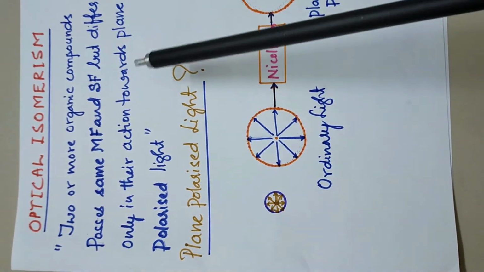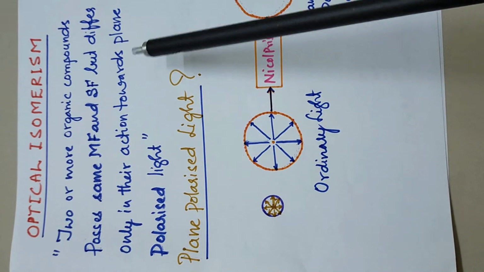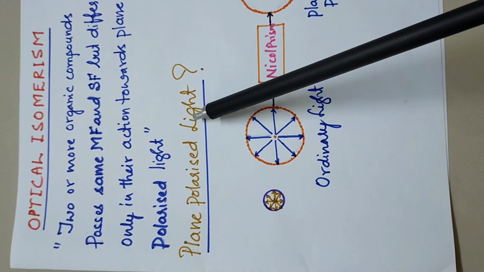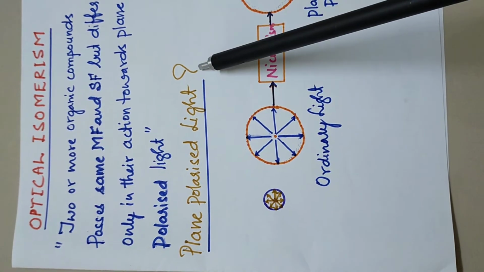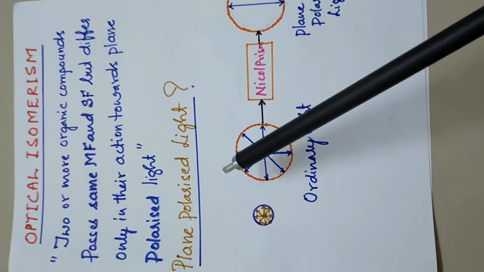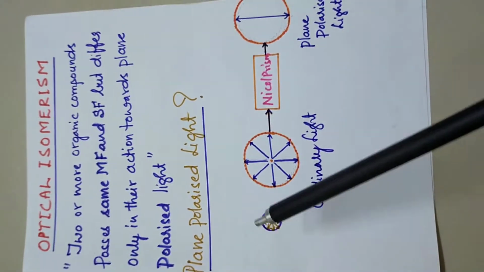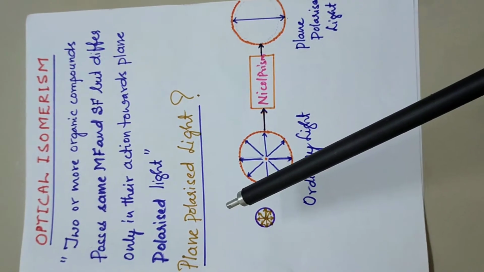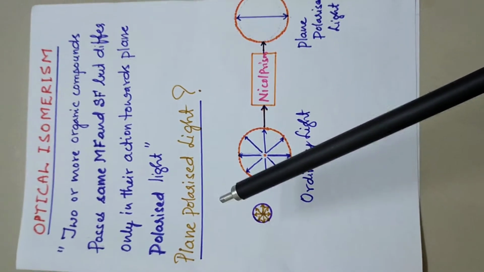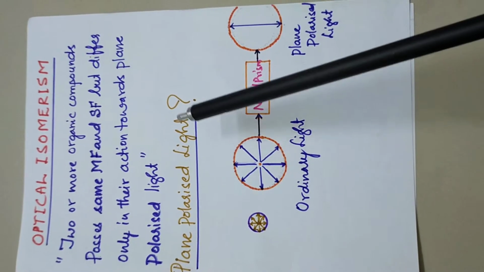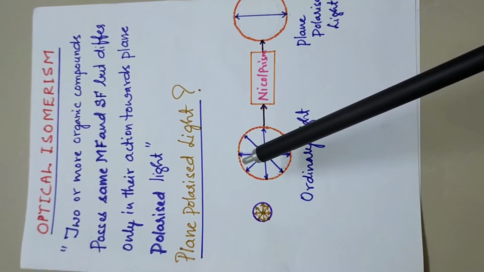Plane polarized light, then you are getting different. These are difficult terms. What is meant by plane polarized light? I want to explain about the plane polarized light here. It is one of the concepts regarding optical isomers, and some tricky questions will be on this. What is meant by plane polarized light?